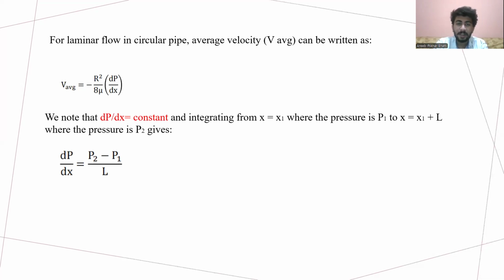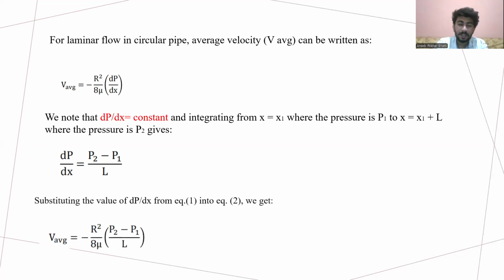So if we integrate differential of x from x to x1 and differential of pressure from x to x1, we get the pressure P2 minus P1, which is basically the change in pressure over length. You see, if I put the value of differential of P over differential of x in equation 1, I get the average velocity equal to minus r square over 8 mu multiplied by the change in pressure over length.